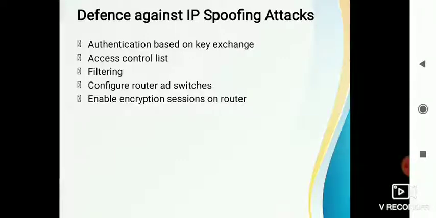Access control list. Access control lists are used to deny the private addresses on your downstream interface. By filtering, we are able to filter both inbound and outbound traffic. And you can configure the routers and switches, as they support such configuration, to reject the packets originating outside your local network that claim to be originating from within.